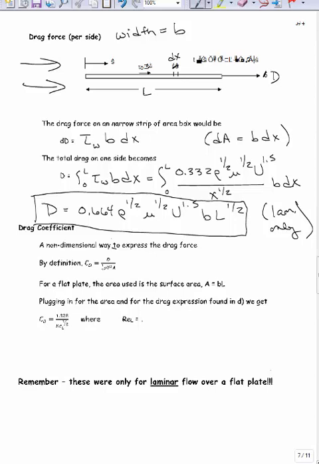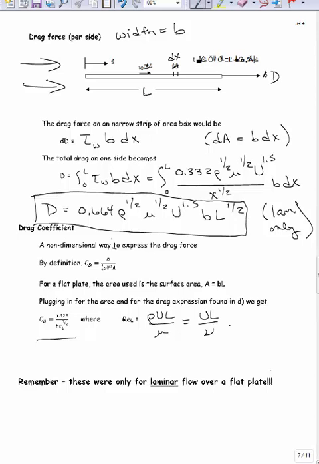So plugging in for the area and for the drag that we just found here, we're going to get then a CD for laminar flow of 1.328 over Reynolds number to the 1/2, where the Reynolds number is at the length of the whole plate. Okay, so Reynolds number at the length of the whole plate means rho u L over mu, or just UL over nu.